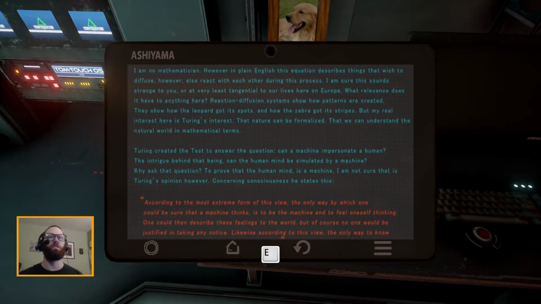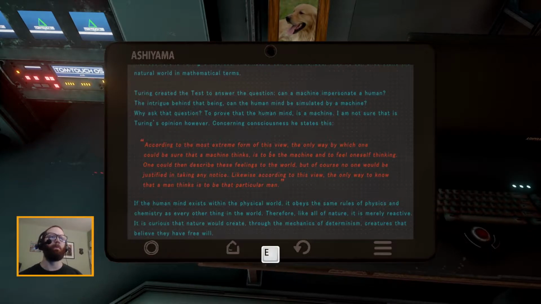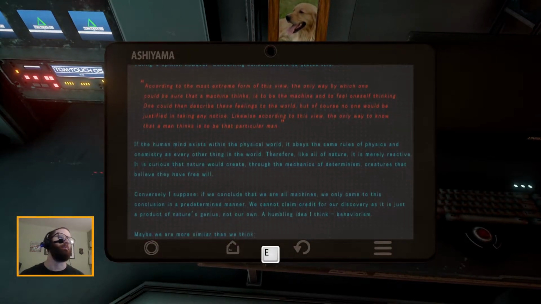Concerning consciousness, he states this. According to the most extreme form of this view, the only way by which one could be sure that a machine thinks is to be the machine and to feel oneself thinking. One could then describe these feelings to the world, but of course no one would be justified in taking any notice. Likewise, according to this view, the only way to know that a man thinks is to be that particular man. Very true. I know all about that, guys, trust me.